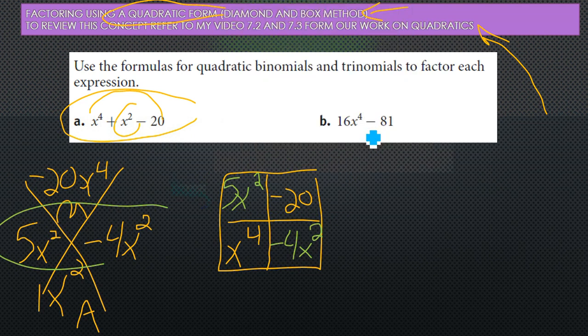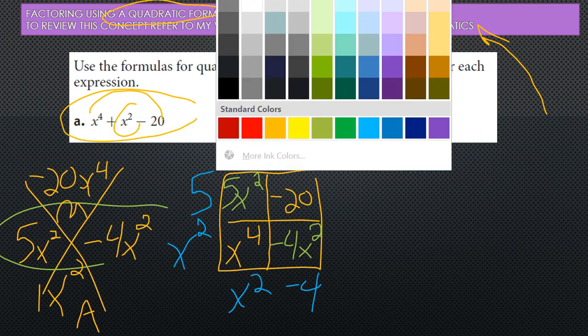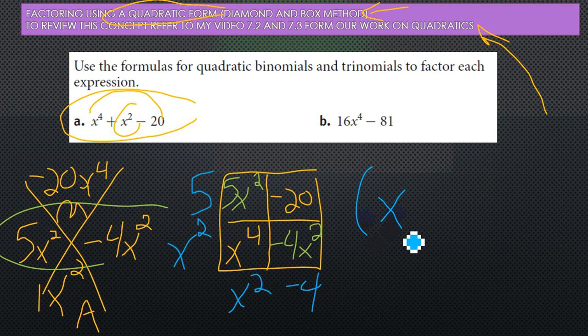So we can factor out a 5 between 5 and 20. And down here, we can only factor out an x squared. Here, same thing, an x squared. And here we have negative 4. And remember, when the whole column is negative, that's how you know where to put the negative. Okay, so our final factors are x squared plus 5 times x squared minus 4.